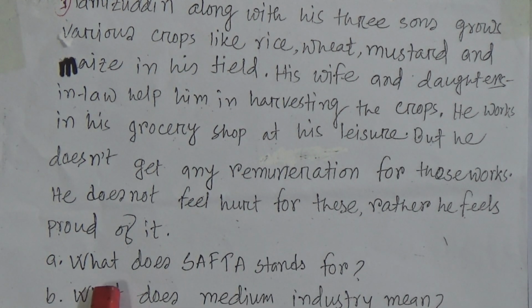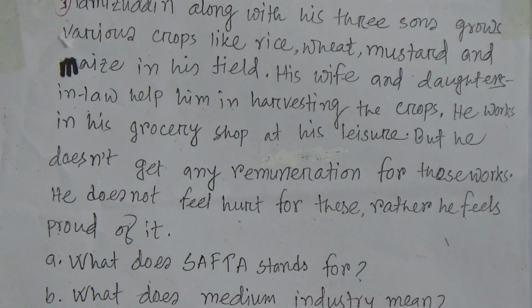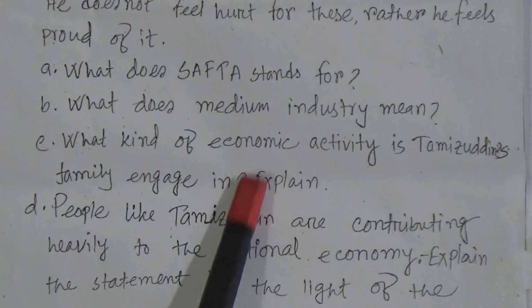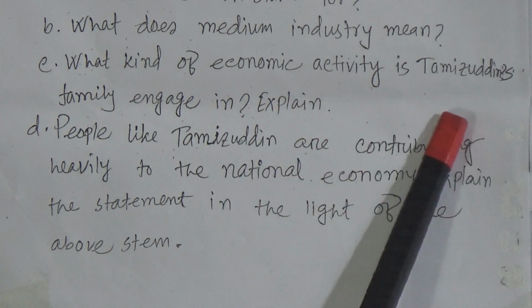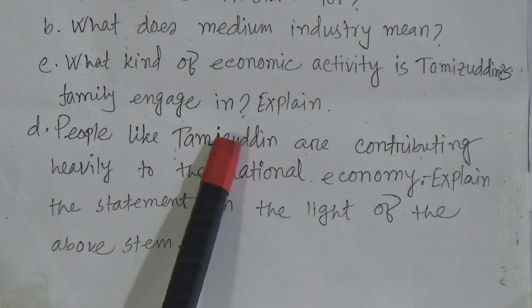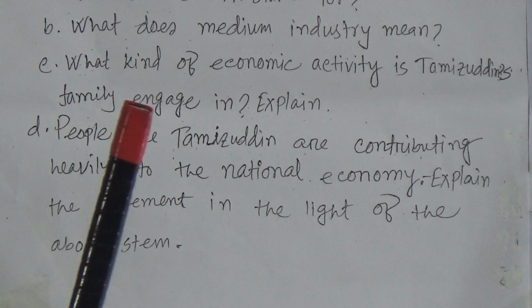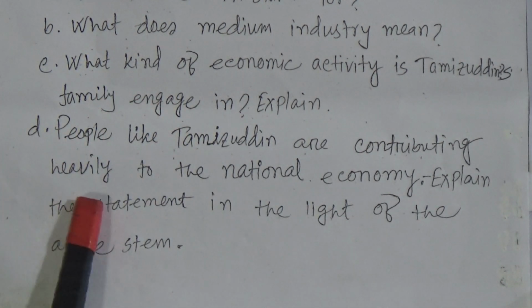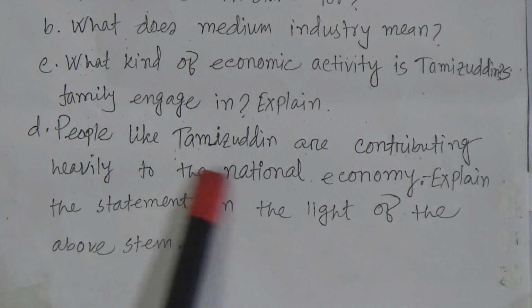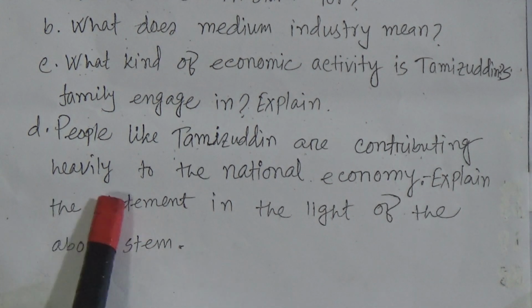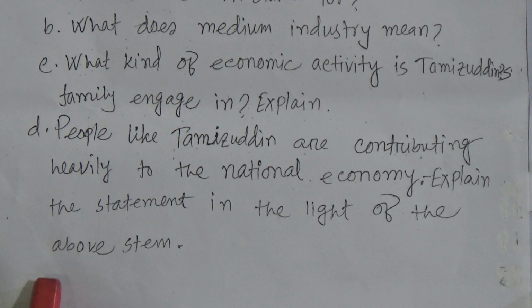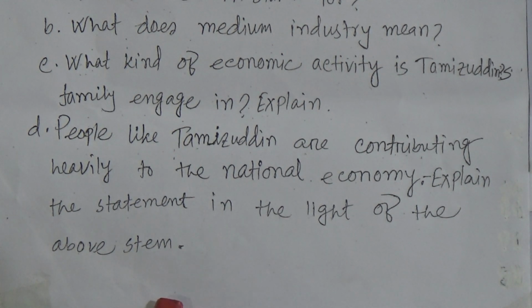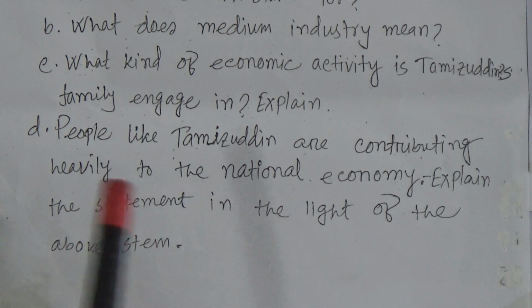The first question is, what does SAFTA stand for? Number B, what does medium industry mean? Number C, what kind of economic activity is Tomijuddin's family engaged in? Explain. Number D, people like Tomijuddin are contributing heavily to the national economy. Explain the statement in the light of the above statement. So let's start reading the first question.